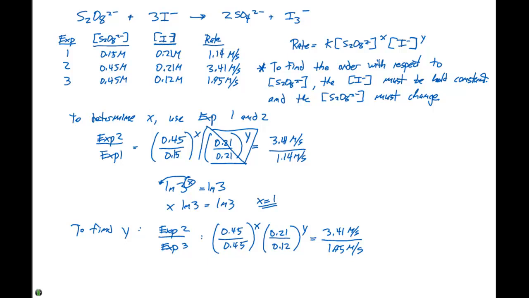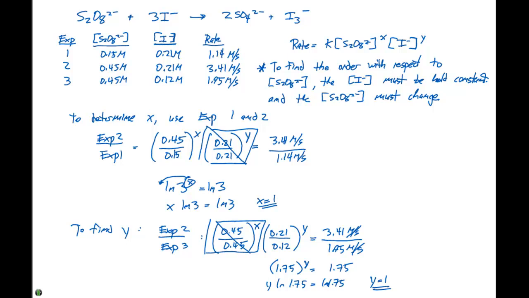Again, we have 0.45 over 0.45, so this term right here is going to be 1, which we can then ignore. We have 0.21 divided by 0.12. That's going to give us 1.75 to the y power is going to equal 3.41 divided by 1.95. That's also 1.75. So that means y times the ln of 1.75 is going to be equal to the ln of 1.75. So y is also equal to 1.